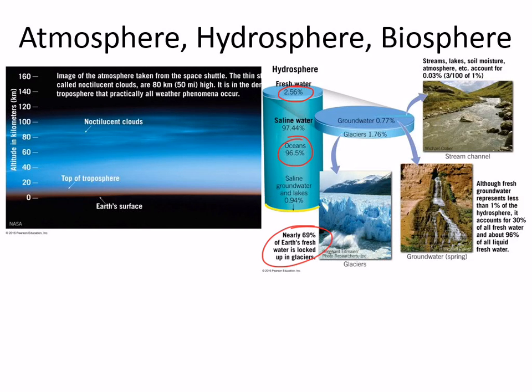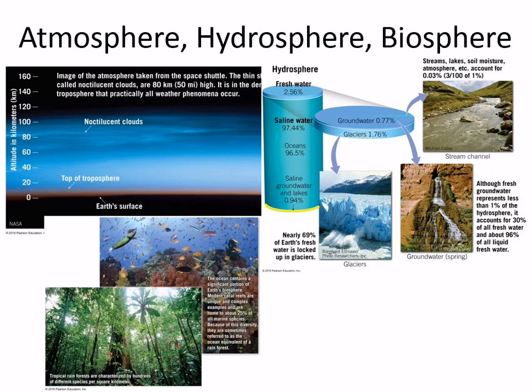Of the fresh water, almost 70% of the fresh water is tied up in glaciers. Okay, so then after that, it looks like we have groundwater. Okay, and then we have lakes and streams.